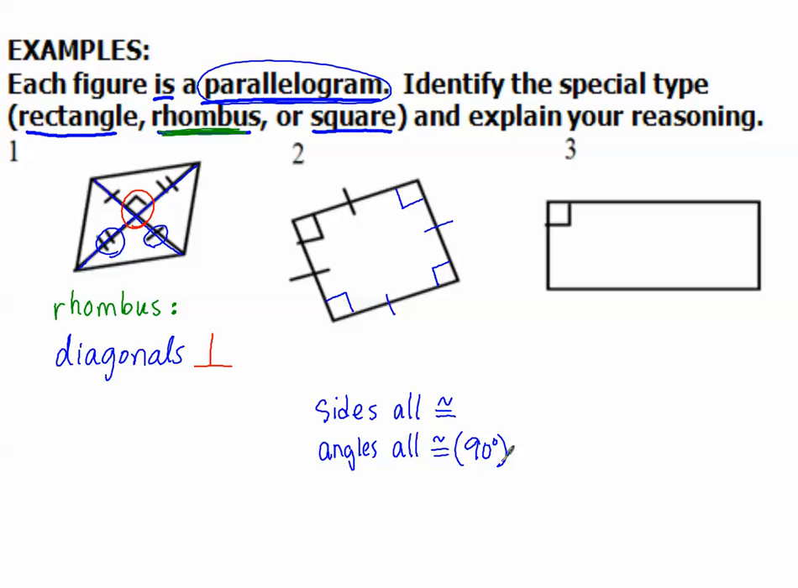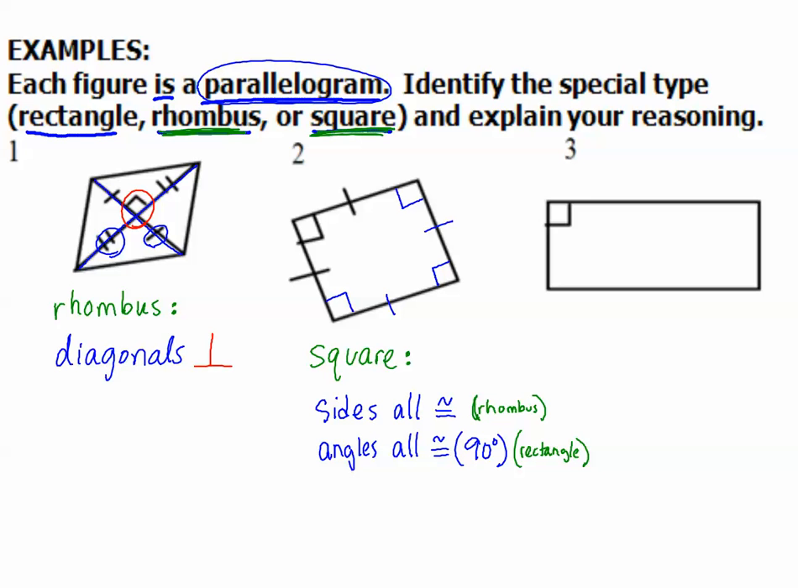They're all right angles. So which one does it make? Well, the sides being congruent makes it a rhombus. The angles being congruent makes it a rectangle. So if it's both, that means it's a square. So we call this a square. Square is the correct answer because it's both a rhombus and a rectangle.